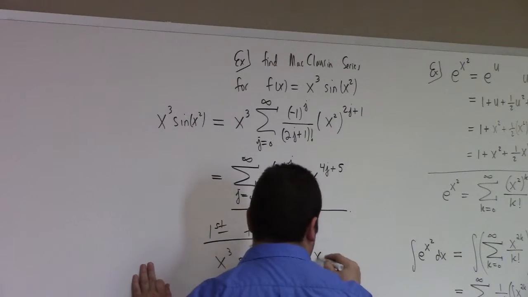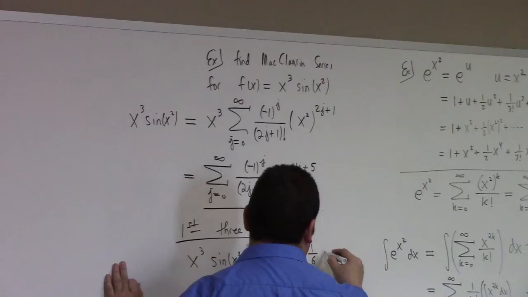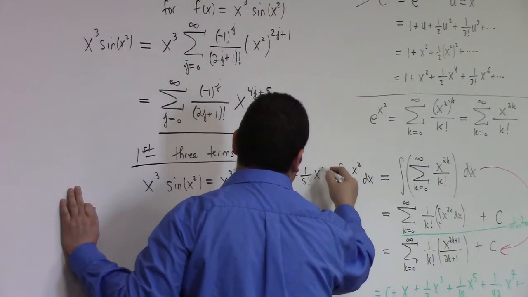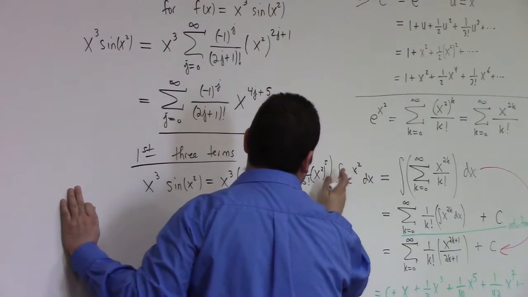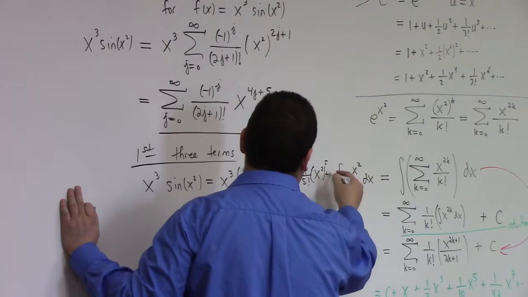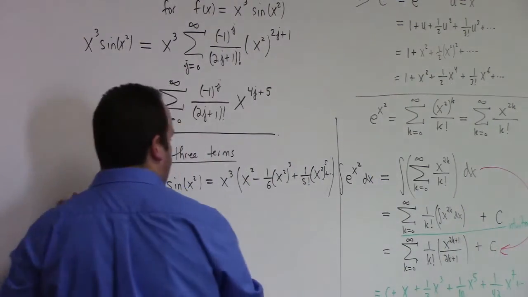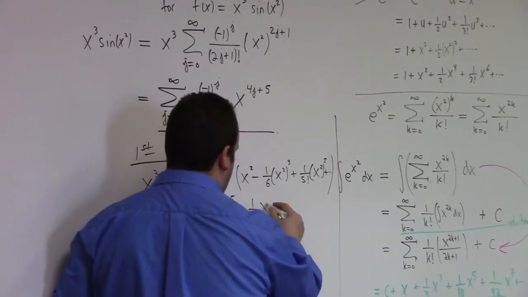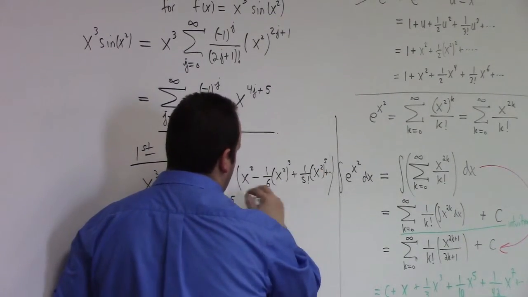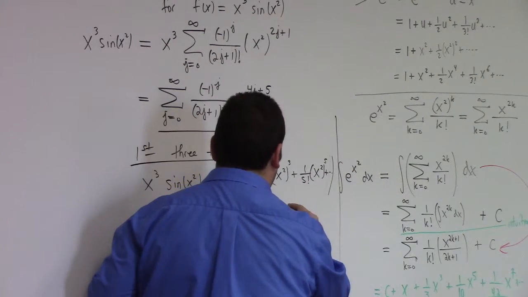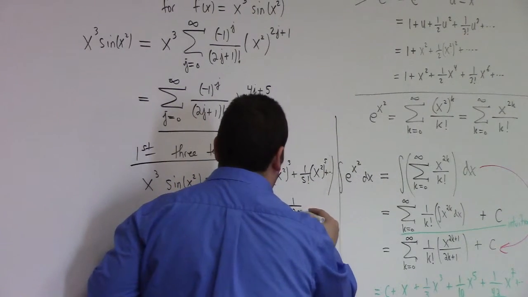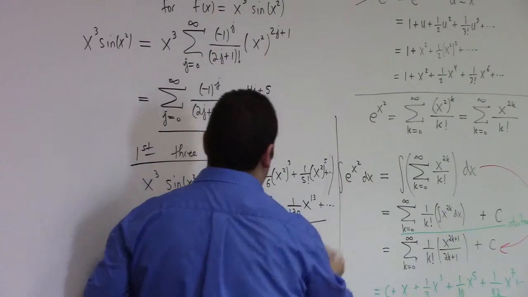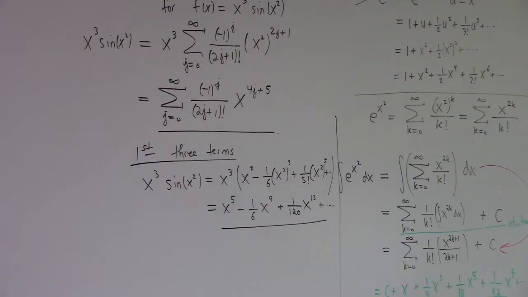Sine of x squared is x squared minus 1/6 x squared cubed plus 1 over 5 factorial x squared to the 5th. And so what is that? Well, that's x to the 5th minus 1/6 x to the what? 6 plus 3 is 9. Here we've got 10 plus 3 is 13. 5 factorial happens to be 120. So there's the first 3 terms in the Maclaurin series for x cubed times the sine of x squared.